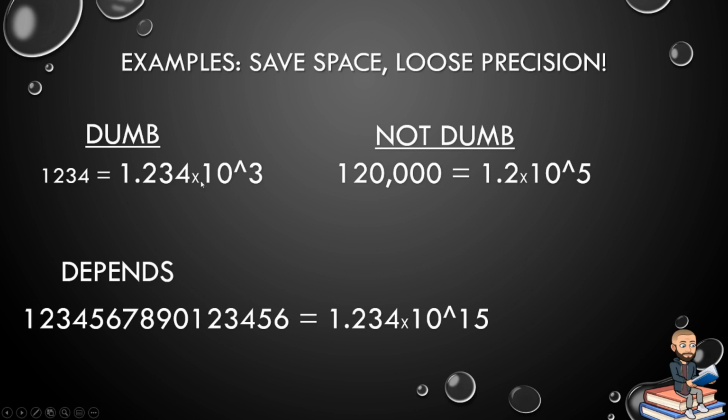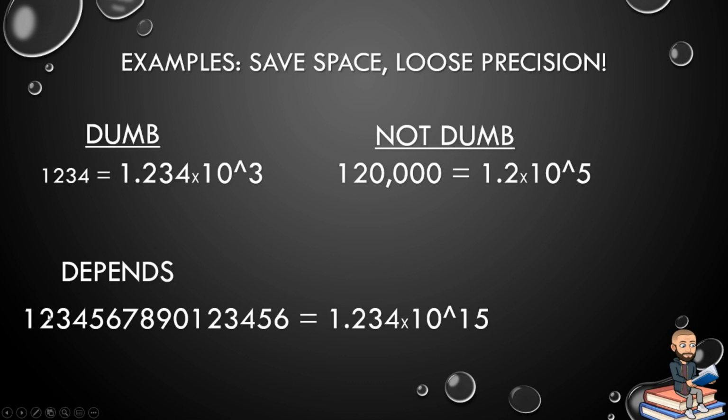And again, this is decimal. This is a better example over here. So 1.2 times 10 to the 5, we have 1, 2, 3, 4, 5 numbers that are representing 6 numbers total. So that's why I said this is the not dumb version. But here's the drawback. It says you lose precision.